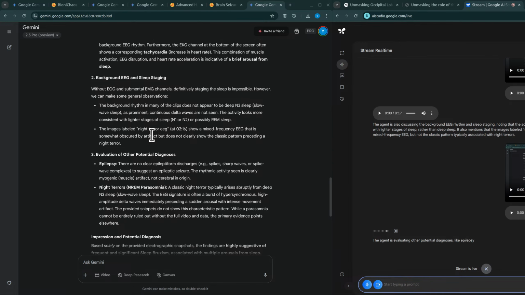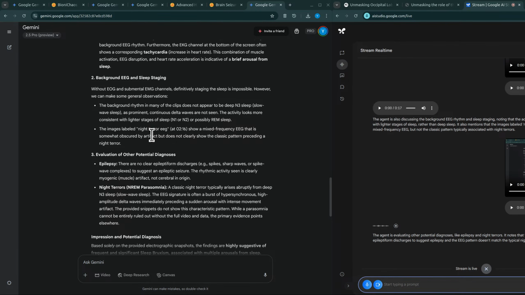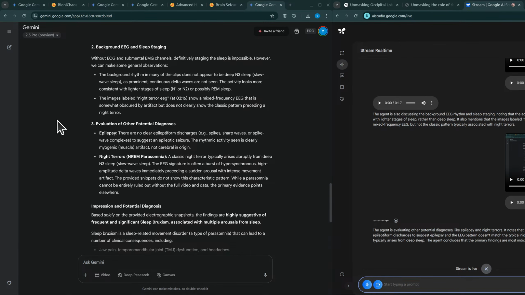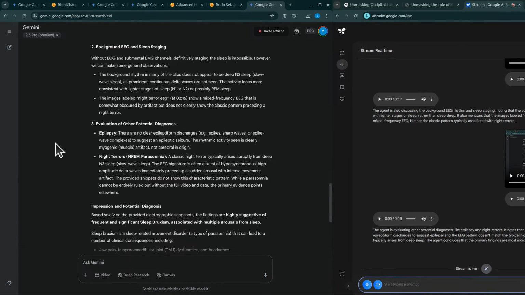The agent is evaluating other potential diagnoses, like epilepsy and night terrors. It notes that there are no clear epileptiform discharges to suggest epilepsy, and the EEG pattern doesn't match the typical night terror pattern, which typically arises from deep sleep. The agent concludes that the primary findings are most indicative of sleep bruxism.